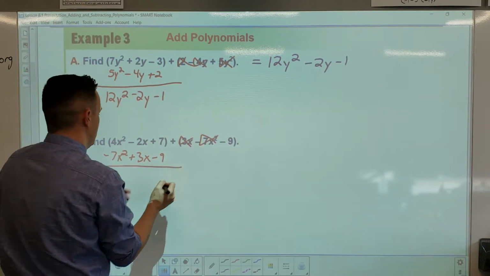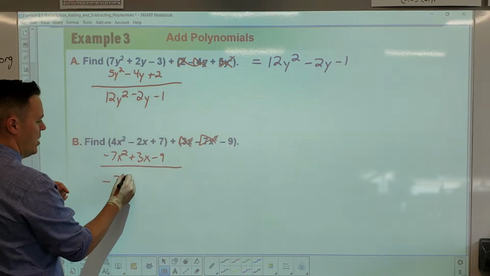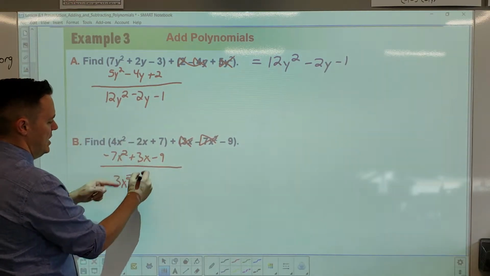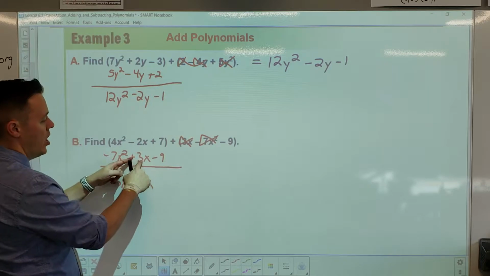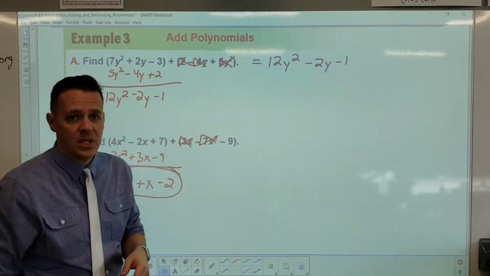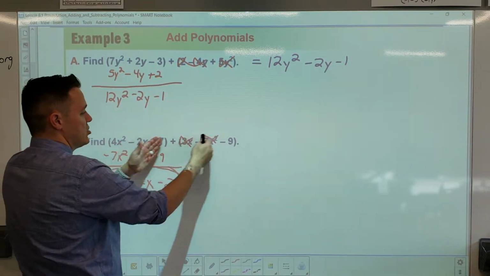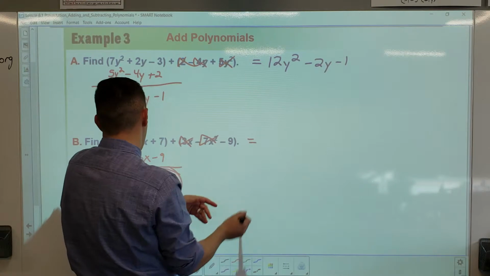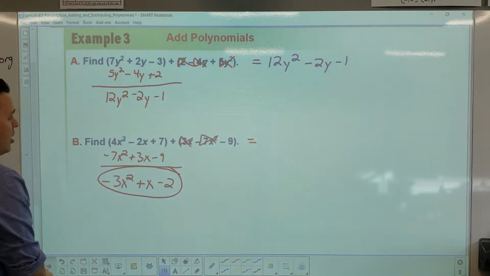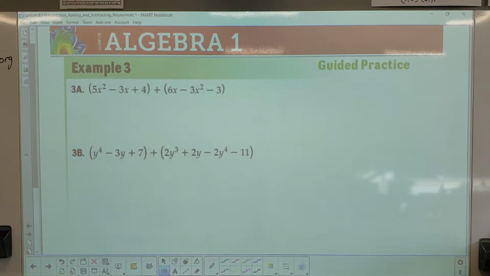So if you do vertically, now you're adding it up. 4 minus 7, negative 3x squared. And then this is going to be plus x, because that's 1. And then it's going to be minus 2. There's your setup, okay? Simple enough. If you do horizontal, all you do is combine like terms going left to right, and you would have the same thing out there. All right, you guys try this guided practice real quick. Make sure you get it going.